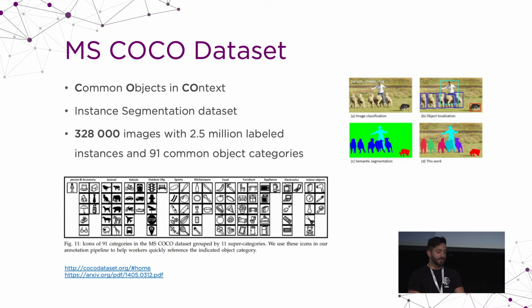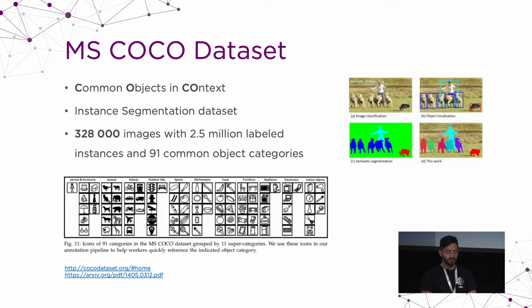Another interesting data set is the Common Objects in Context data set, the COCO data set. It was released by Microsoft. And this one has a lot fewer categories. ImageNet has thousands of categories, while this one has only 91 categories and 328,000 images. But what's really interesting about this data set is that the instances are all labeled independently.